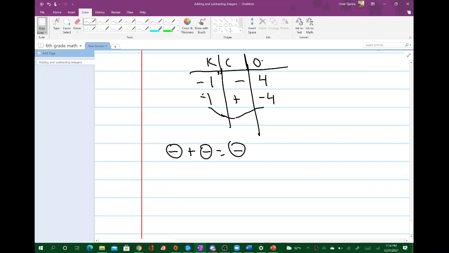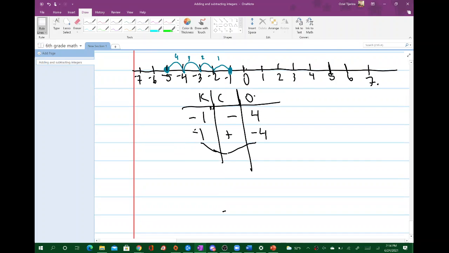And then a positive plus a positive equals a positive. The only reason why I don't do a positive plus a negative is because it really depends on how big the positive or the negative number is, okay?